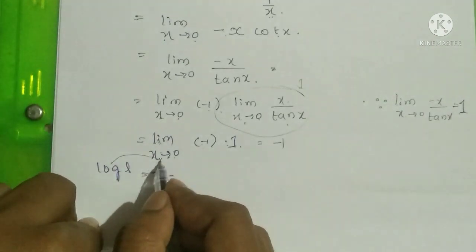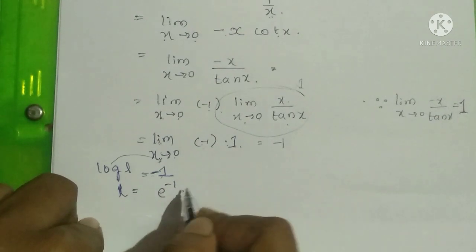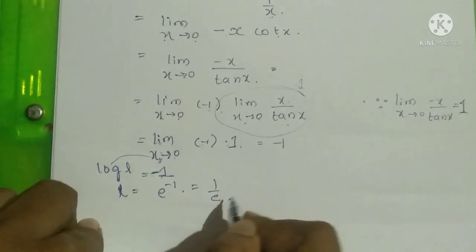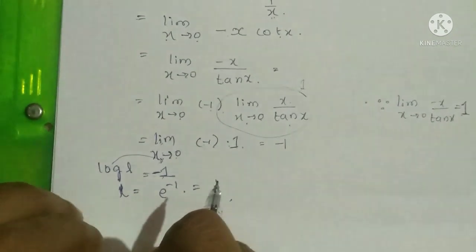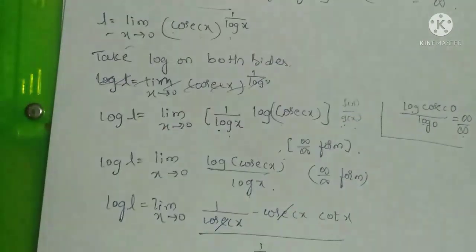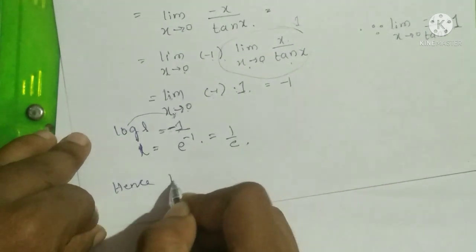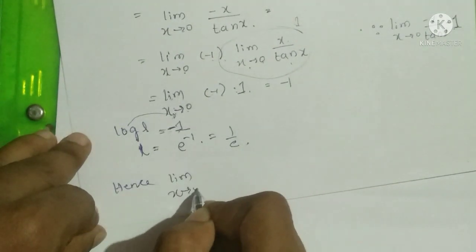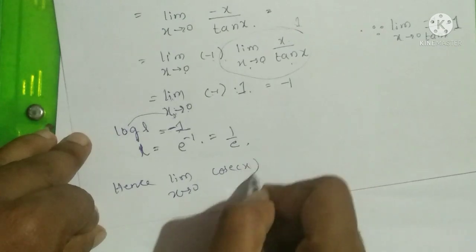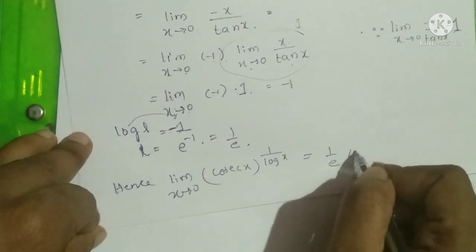When you shift log to this side, it becomes L equals e to the power of minus 1. What have we equated L to? L is equated as limit x tends to 0 of (cosecant x) whole to the power of 1 divided by log x. So your value is, hence, limit x tends to 0 of (cosecant x) whole to the power of 1 divided by log x equals 1 by e. Hence proved.